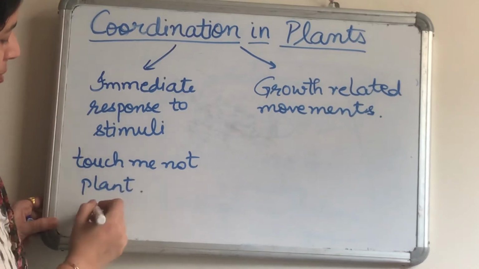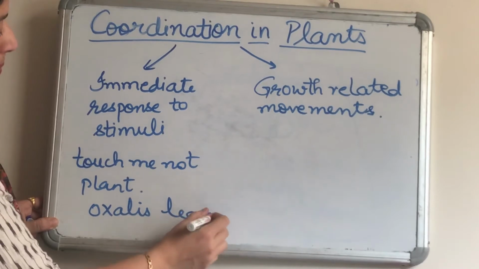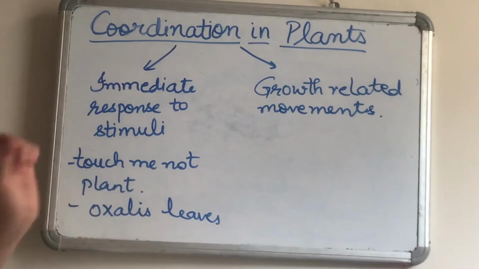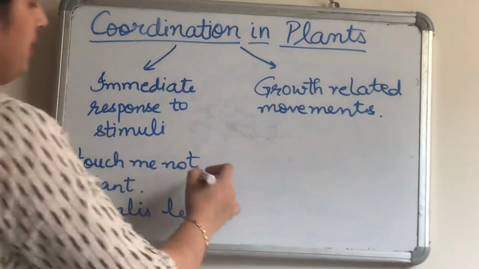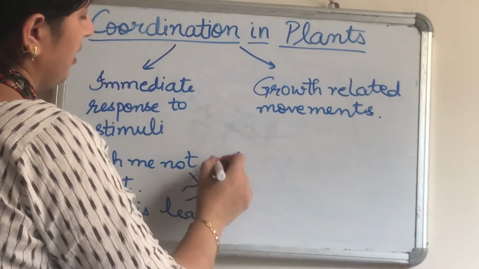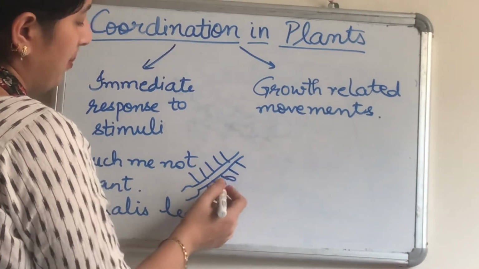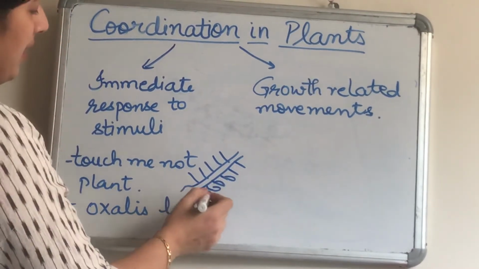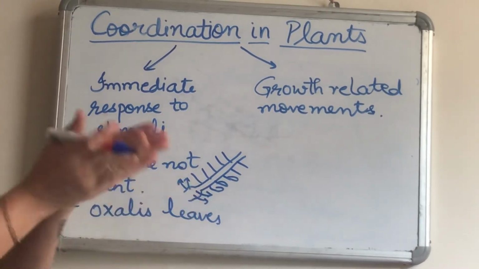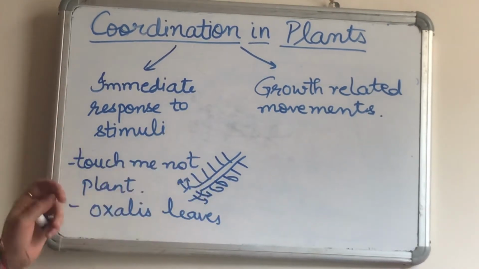Or you can say leaves of oxalis. These are two examples. Now in these, what happens in an immediate response to stimuli? When you touch the leaves of the touch me not plant, they have a swollen base at the tip like this, and here the leaflets are there on either side. Whenever you touch the small leaflet, the turgor changes will come and the ions and water will be released out from this body, and all of a sudden the leaf will curl up and it will close its leaves. It is very quick and it is showing just the response to the touch.